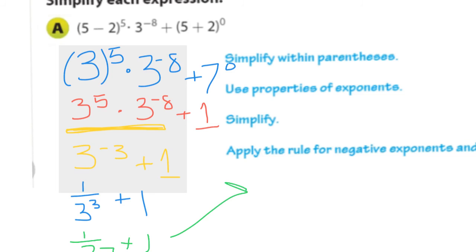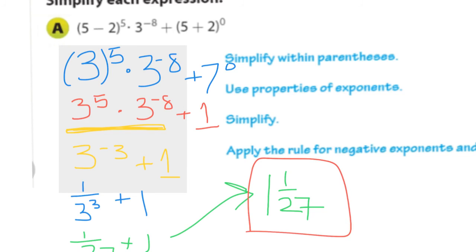I better go over here. I'm running out of space. And then I'm going to add 1 to 1/27. That's 1 and 1/27. And that would be, ladies and gentlemen, the final answer.